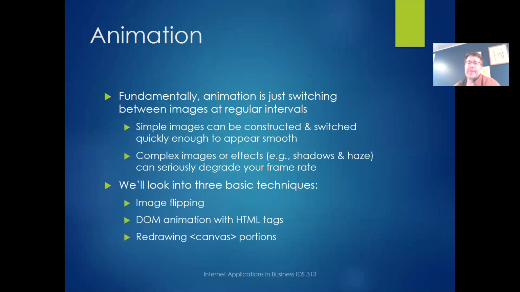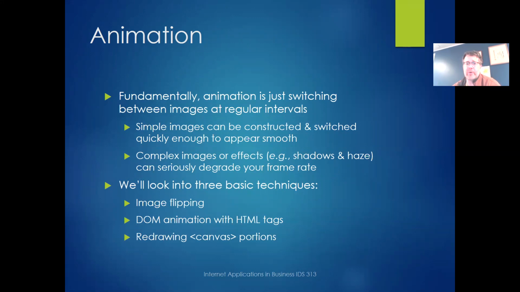So first we'll start with animation. Now animation is basically just switching between images at regular intervals, right? So you have one or more images, you switch between them, and it looks like something's moving, right? This is the same old thing from moving pictures back in the day. Or if you ever have done flip books where you flip through the pages and the image changes, that's exactly it. Now, if your images are being switched very quickly, they can actually appear smooth, right?